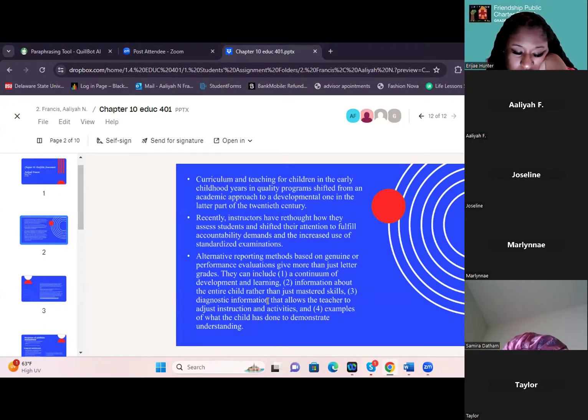Alternative reporting methods based on genuine or performance evaluations give more than just letter grades. They can include 1, a continuum of development and learning, 2, information about the entire child rather than just mastered skills, 3, diagnostic information that allows the teacher to adjust instruction and activities, and 4, examples of what the child has done to demonstrate understanding.